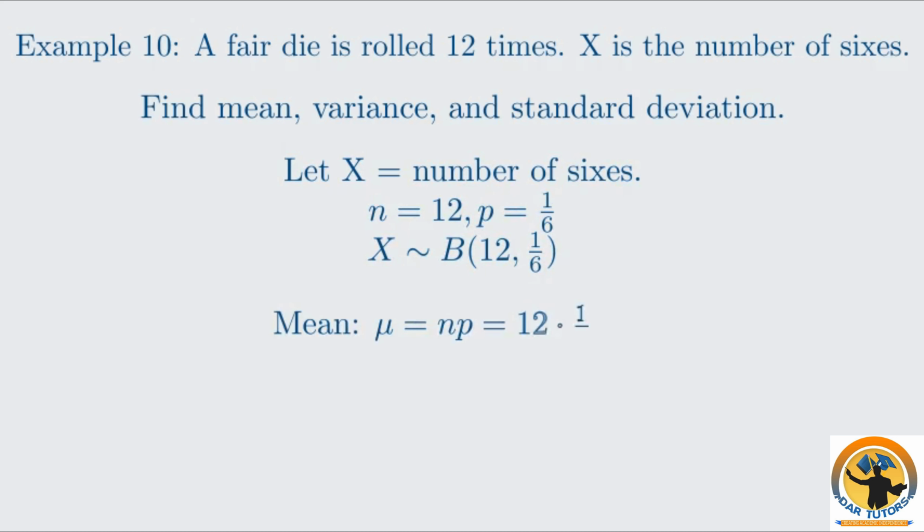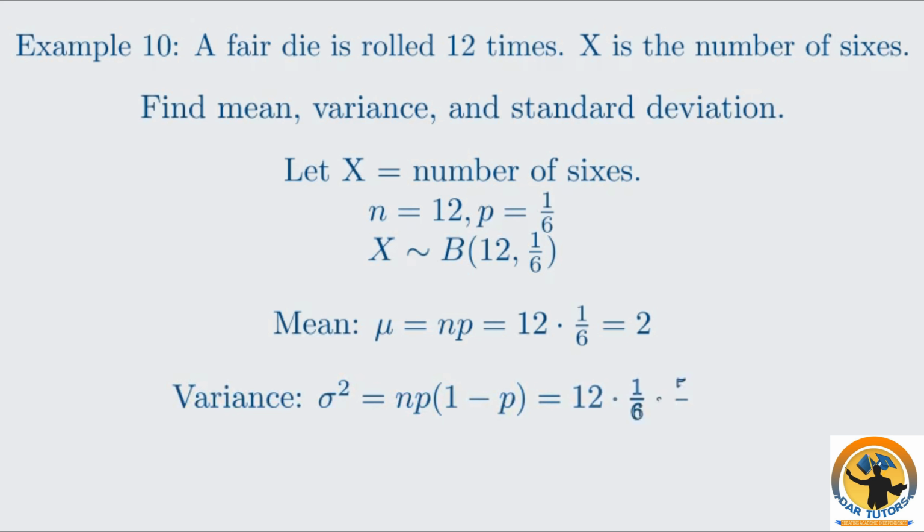The mean, E(X), is n times p, which is 12 times 1/6, giving us 2. So, on average, you would expect to roll 2 sixes in 12 rolls. The variance, sigma squared, is n times p times (1 minus p). So that's 12 times 1/6 times 5/6, which equals 5/3, or 1.6 recurring.